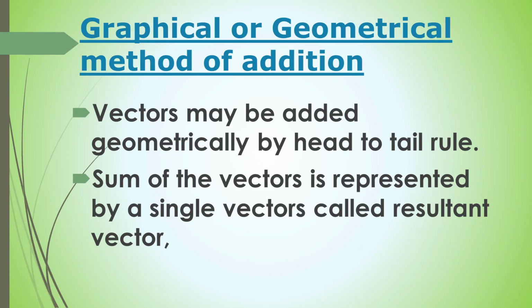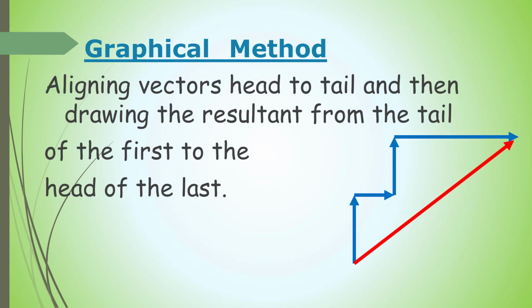Same is the case over here. The resultant vector is from the starting point to the ending point. It is a simple vector from the starting point to the ending point. We will discuss that in detail. So, aligning vectors head to tail and then drawing the resultant from the tail of the first vector to the head of the last. We have different vectors, aligned such that the tail of each is aligned with the head of the previous. So what is the resultant vector? Tail of the first to the head of the last, that gives us the resultant.